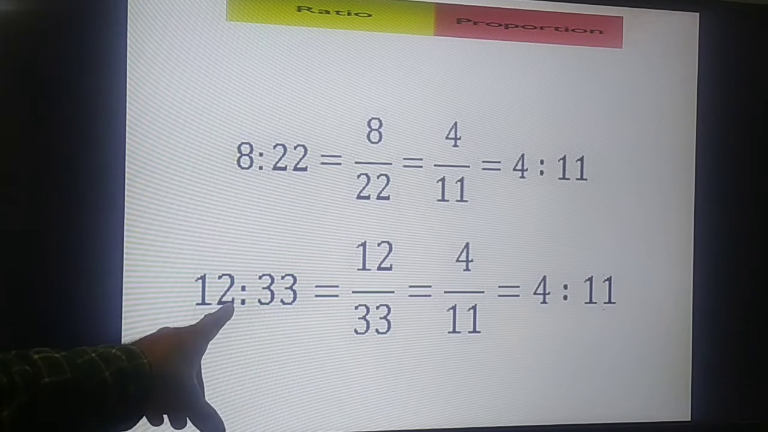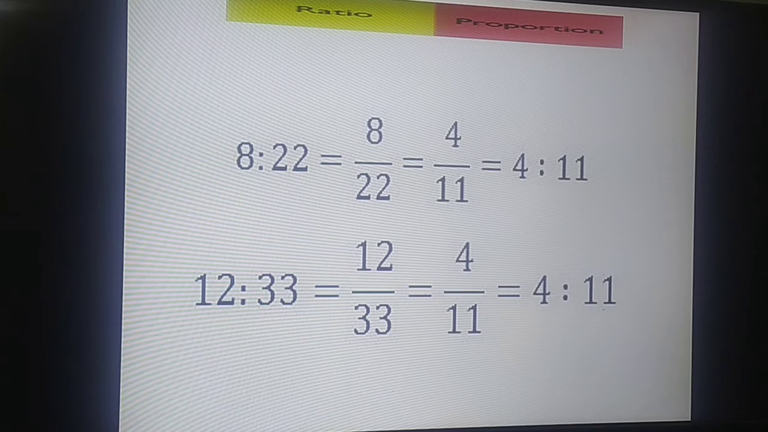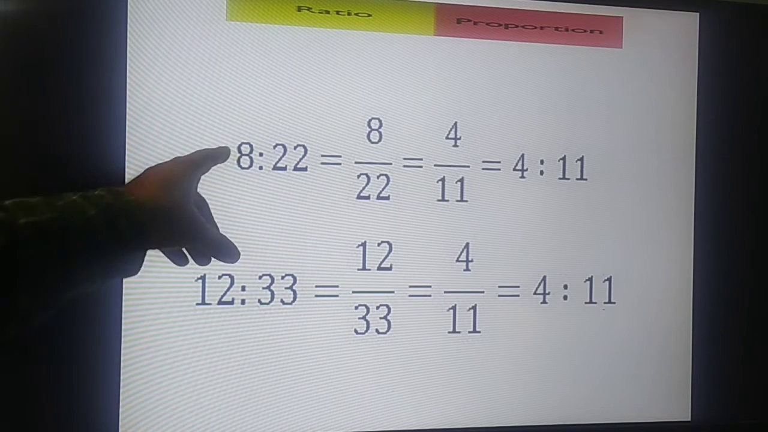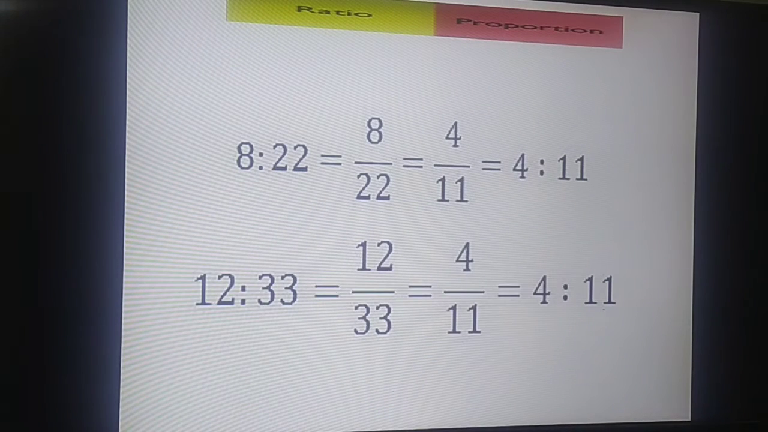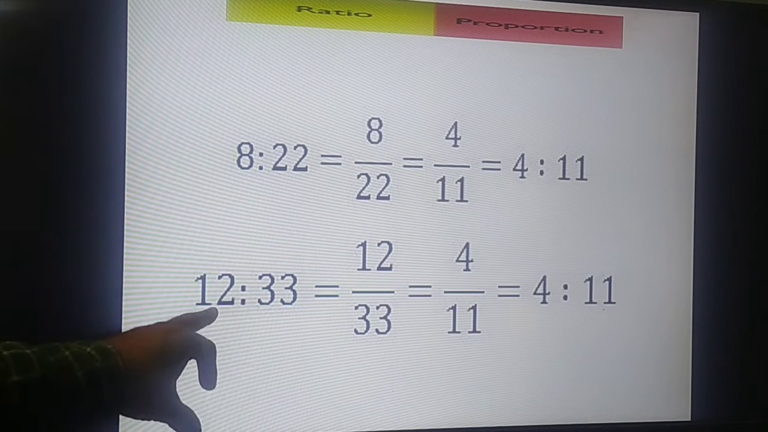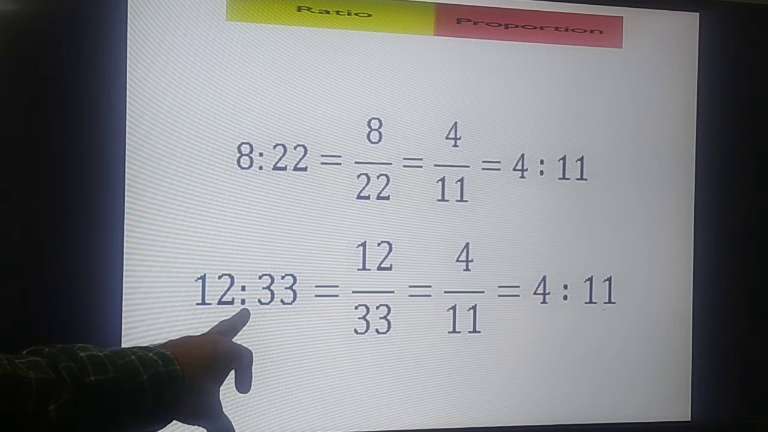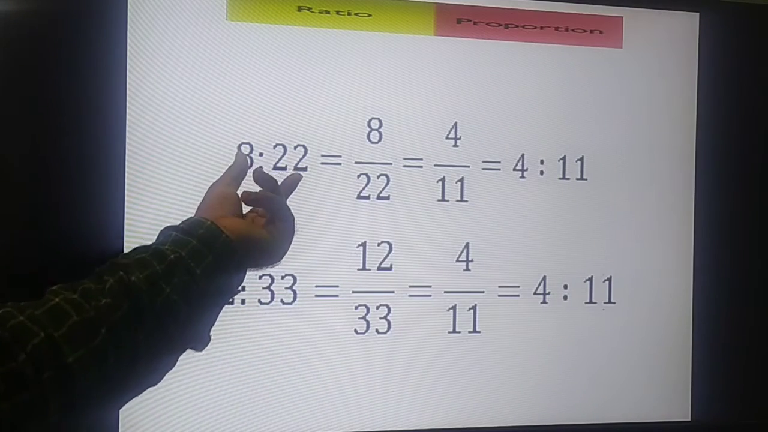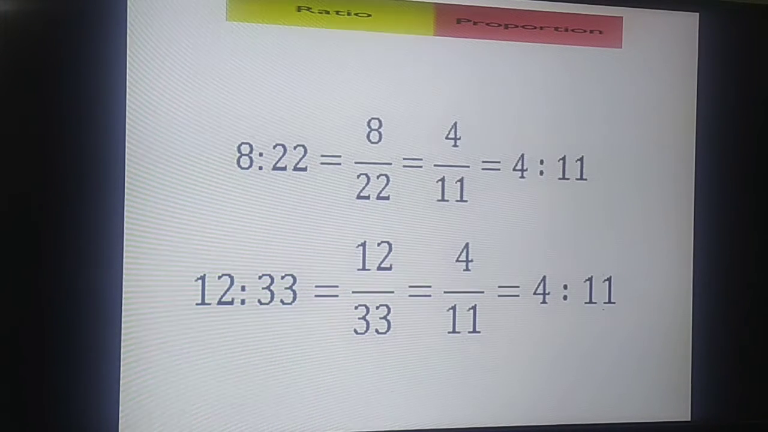So these ratios 8 by 22 and 12 by 33 are in proportion, because their simplified form is 4 by 11. So 8 by 22 and 12 by 33 are in proportion, and they are in proportion with 4 is to 11 as well. All these three ratios are in proportion.